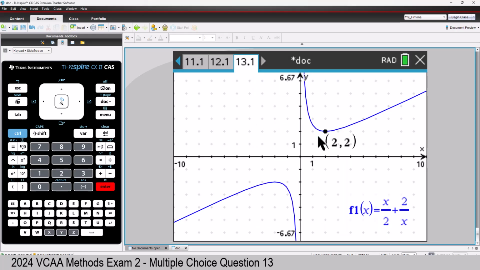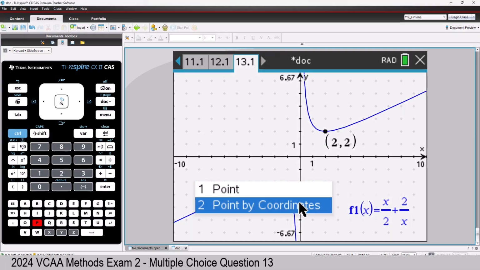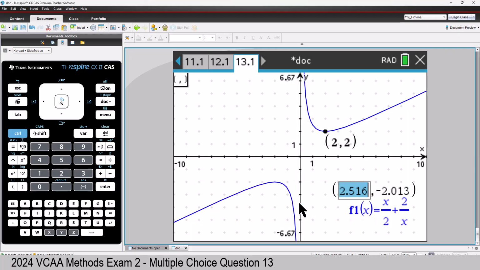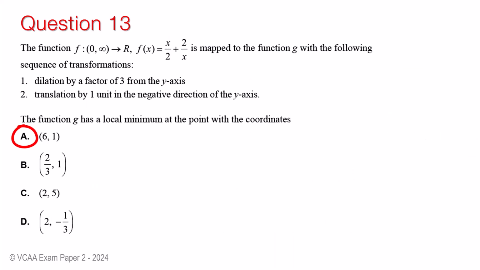The question says the transformation includes a dilation of 3 units away from the y-axis. So I'll plot a point such that the x value is multiplied by 3, corresponding to a stretch of 3 units away from the y-axis. And for the y value, a translation of 1 unit in the negative y direction. The question only asks for the coordinates of this minimum on g of x, so we don't need the equation.